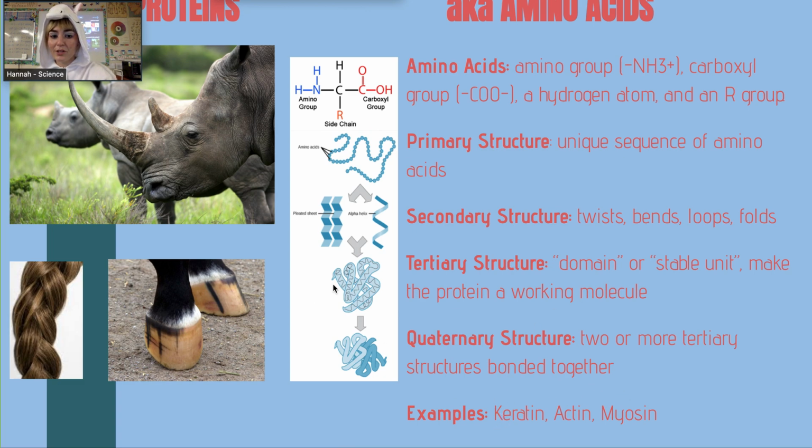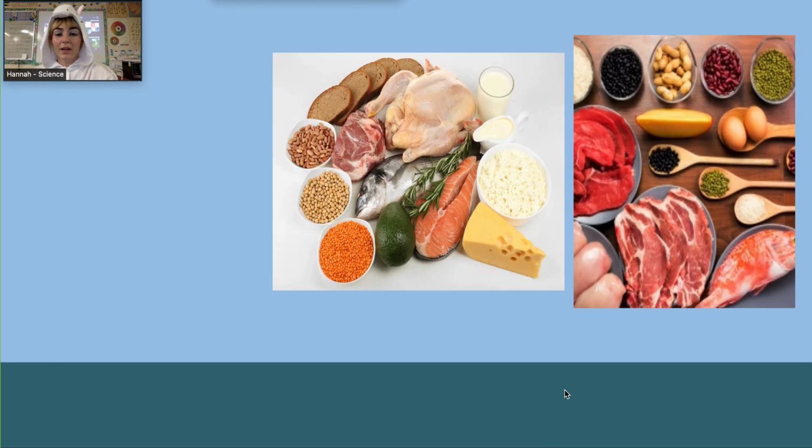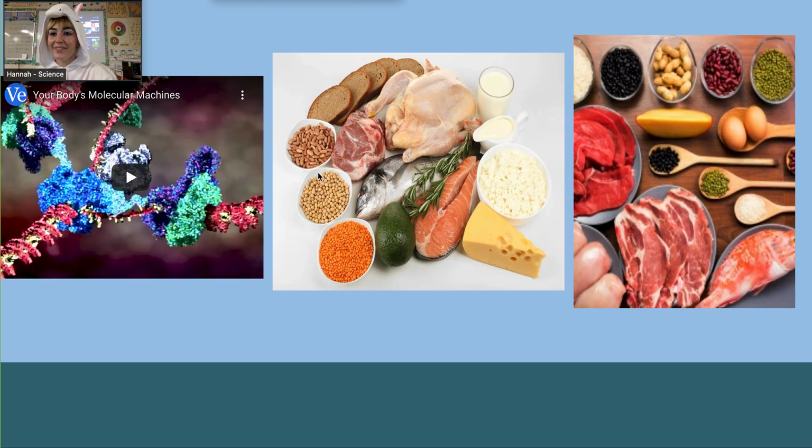So some examples are keratin, which we see in rhino horn, our fingernails, and our hair, and actin and myosin. Those both work in having our muscles contract. And then here are some foods that have different types of proteins in them, similar to the foods that have fat in them. And of course, same thing: certain proteins are maybe a little bit healthier than others.